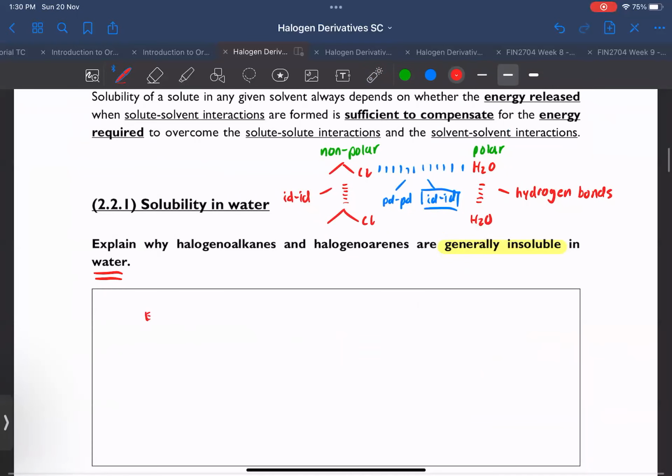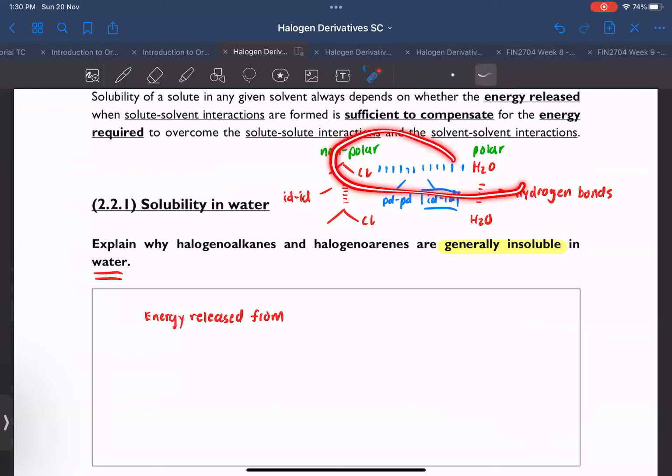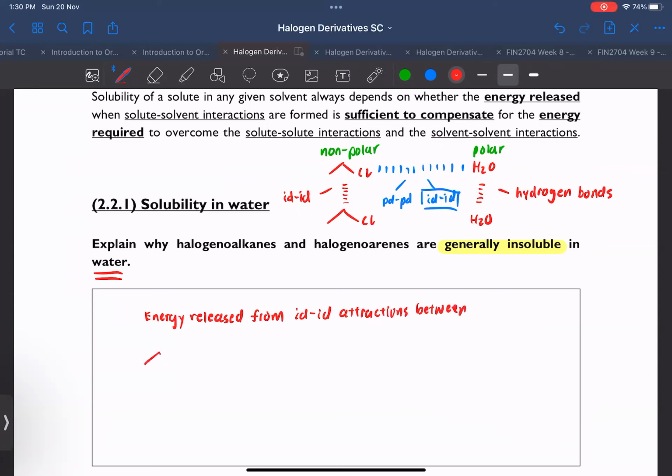This time I'll go through the full explanation because it's quite important. So first, energy release. Where do you release energy? You release energy when you form the interactions between the two molecules. So you just mention, energy release from the ID attractions between the halogenoalkane and water. And because it's insoluble, you must use the word insufficient. It's insufficient to compensate for the energy required.